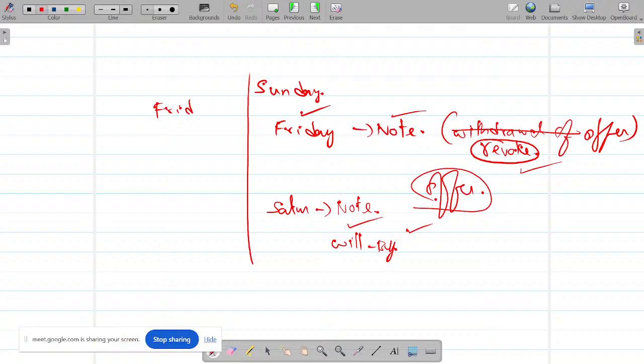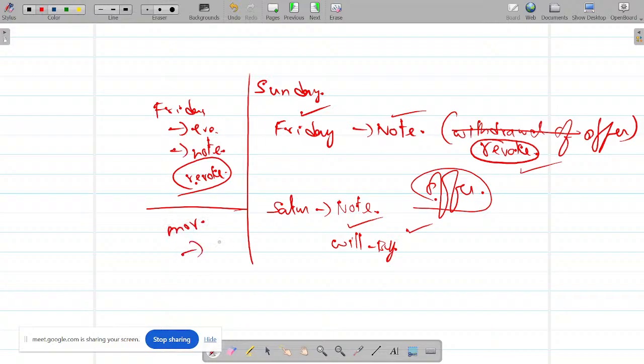On Friday evening, I sent a note saying I don't want to proceed with the offer. I want to revoke it. But on Friday morning itself, you have sent a note to me saying I accept it. Okay. Which means what? It's a valid offer. It's a valid acceptance. It becomes a valid contract. Revocation becomes invalid, because once acceptance is given, the contract has started. If you're not fulfilling the contract, it goes in breach. What is breach? Non-fulfillment of promise.